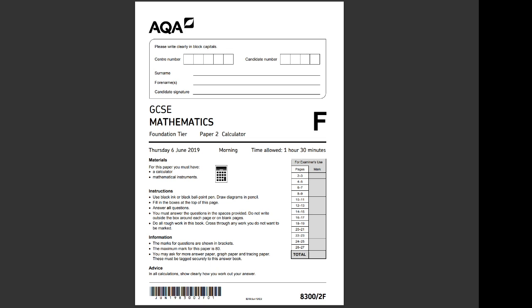But today we're going to be having a go at the AQA GCSE Foundation Tier paper. Hello, Jason, welcome from the 2019 series. It's a calculator paper. I haven't got my trusty calculator with me today, but I'll use my phone.